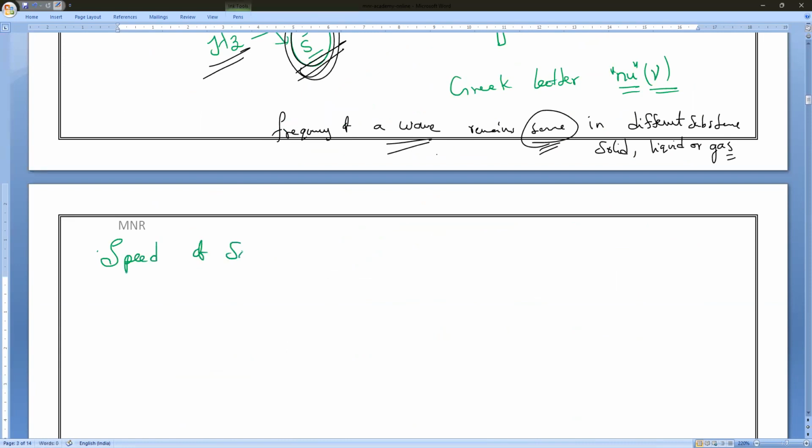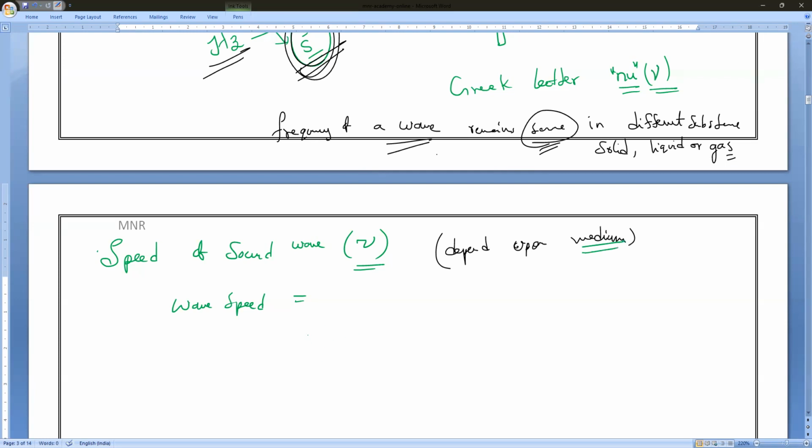Next, the last one: the speed of a sound wave, or we can say wave speed. It depends upon what? The medium. Remember that the speed of a sound wave depends upon the medium. In which medium can the speed be faster? I already told you. In solids, it will be very fast.